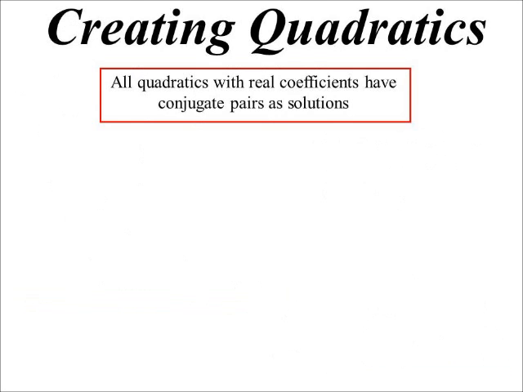If I want to create quadratics, here's a really important fact: if in your quadratic all the coefficients are real numbers, then solutions will always appear in conjugate pairs. And that comes down to the quadratic formula, because the quadratic formula is going to go negative b plus or minus the square root. The imaginary part's always going to be associated with that plus or minus the square root. So you're going to have conjugates.